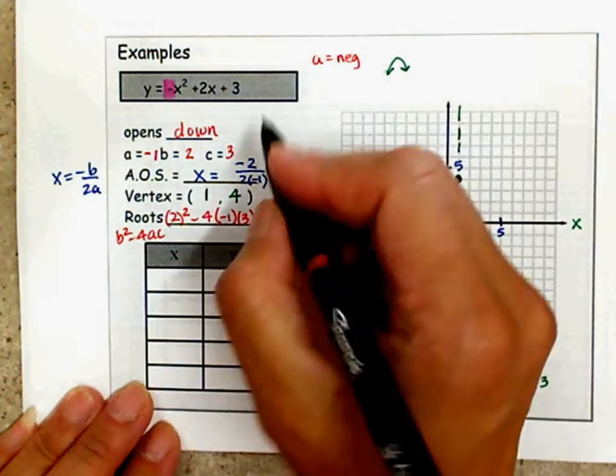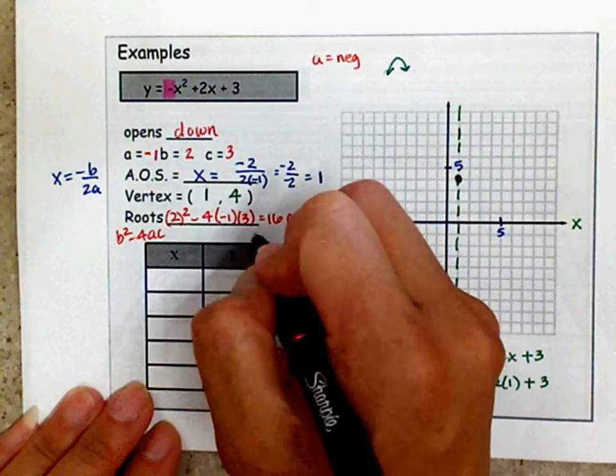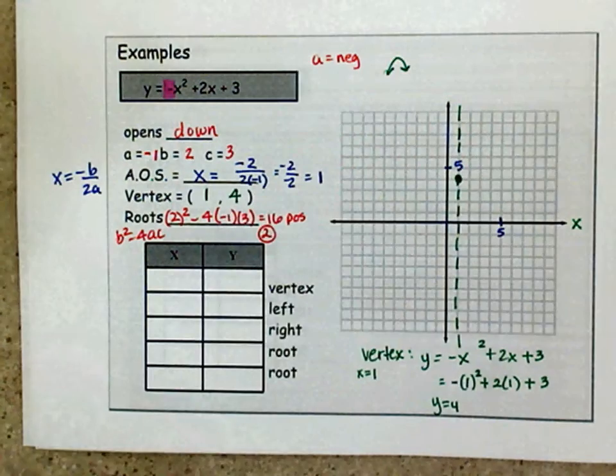Since it's a positive, how many roots are you going to have? You're going to have 2 roots. You're going to cross in 2 places. So somewhere along here, I'm going to cross 2.